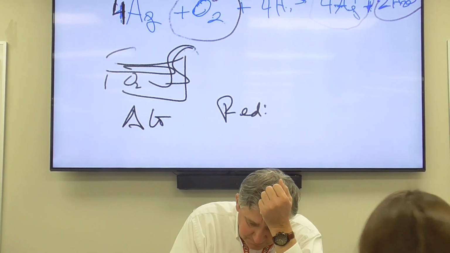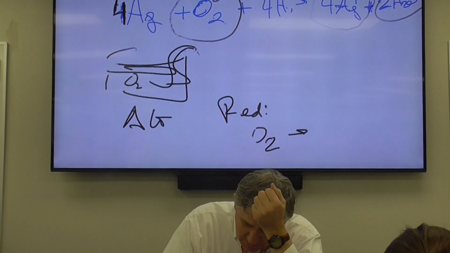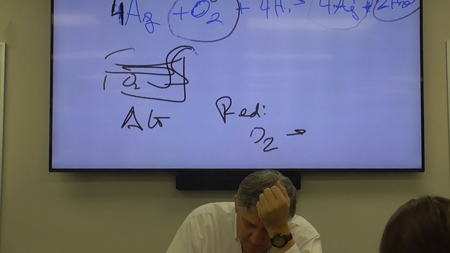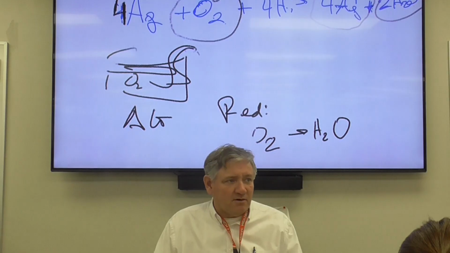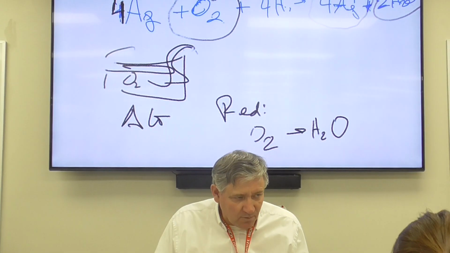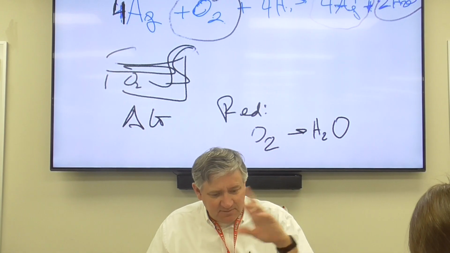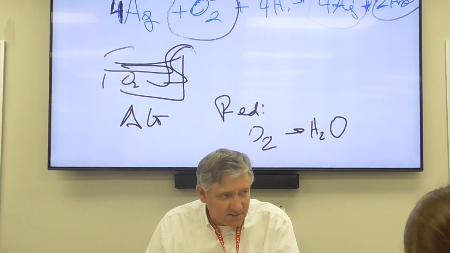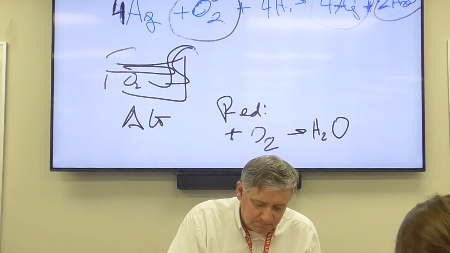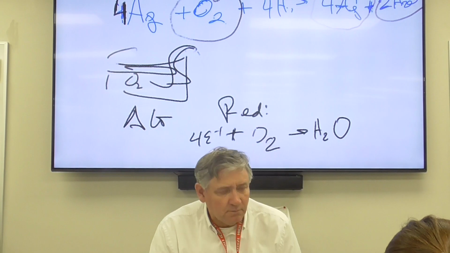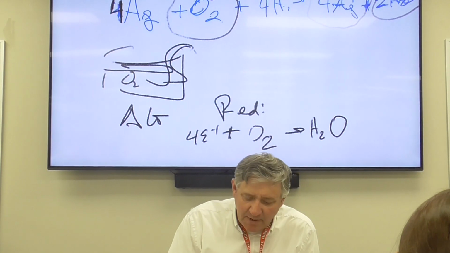So you've got O2 turning into water, right? And how many electrons are going to be involved? 4. Why 4? Because there's 2 oxygens. Where am I going to put the electrons, on the reactant side or on the product side? Reactants. 4 electrons over here. Cool. Are we balanced at this point? No. Horribly not balanced.